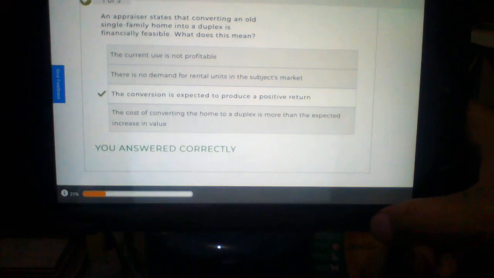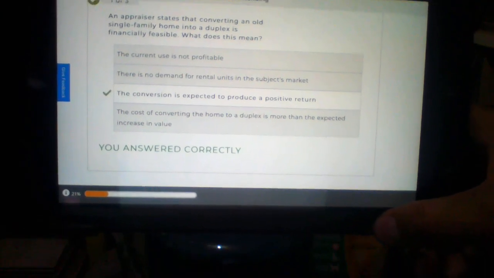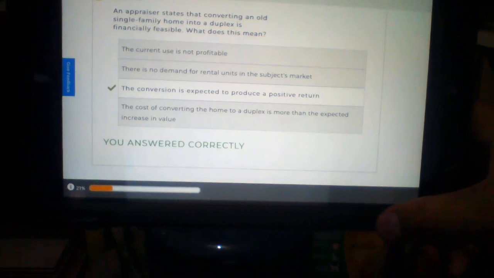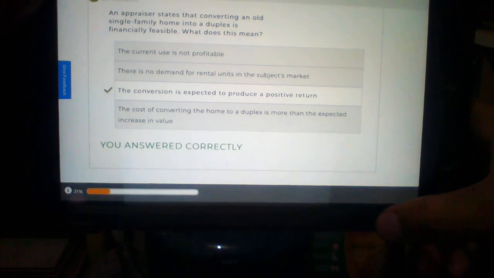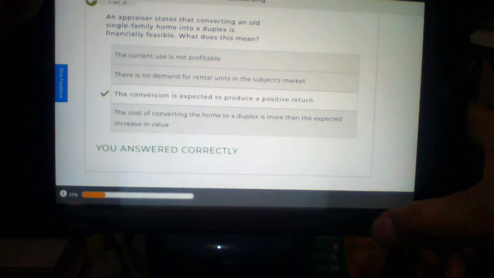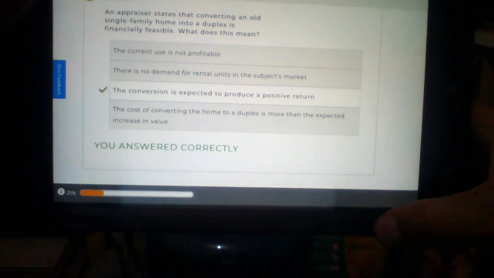Assessment completed. Finish. You passed. You got 100%. Good job. So remember, number 1, an appraiser states that converting an old single-family home into a duplex is financially feasible. What does this mean? You said the conversion is expected to produce a positive return, and that was correct.